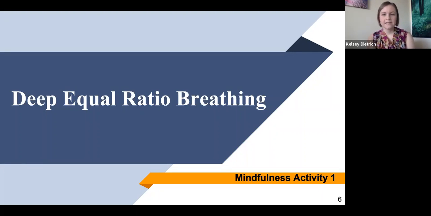So this can be done by taking a conscious inhale through your nose for maybe a count of 3, 4, or 5. And when you're ready to exhale, gently releasing the air back out through your nose for a matched count of 3, 4, or 5. And start to continue with this equal ratio breathing, choosing your pace and the depth of your breath.